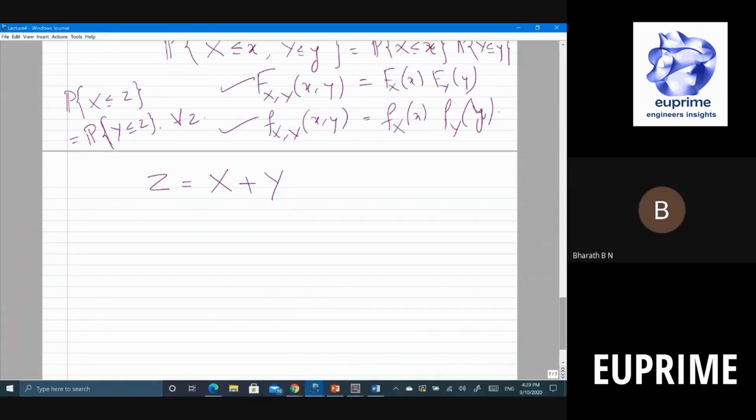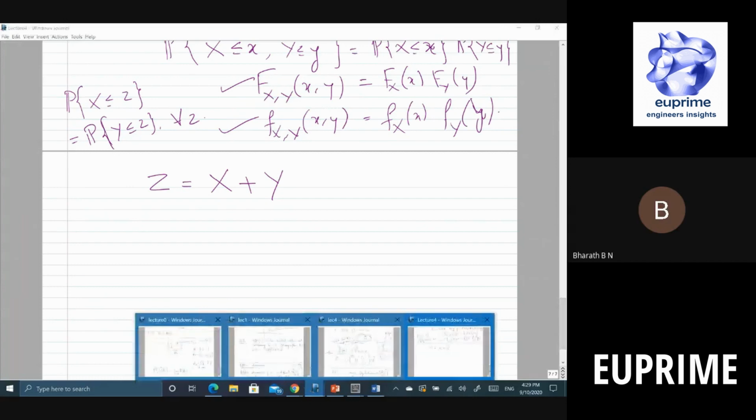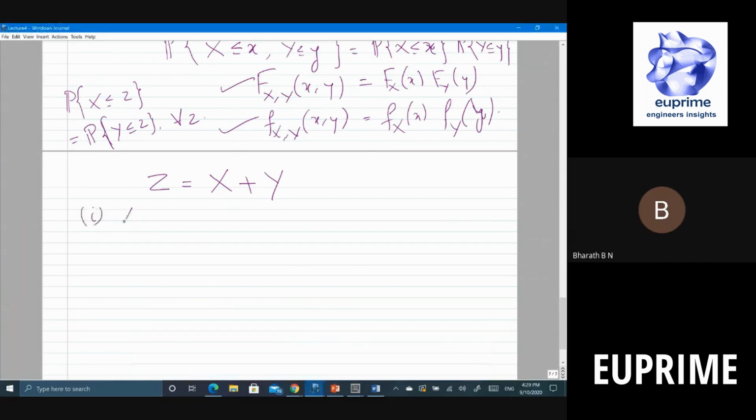Now, how do you show that? First find the CDF of Z. Okay, so I will do it for discrete. Continuous, I'll leave it as an exercise. So let's look at the discrete case. This is what I have to find, right? This is nothing but probability of X plus Y equal to z. Do you agree? Yes, sir.